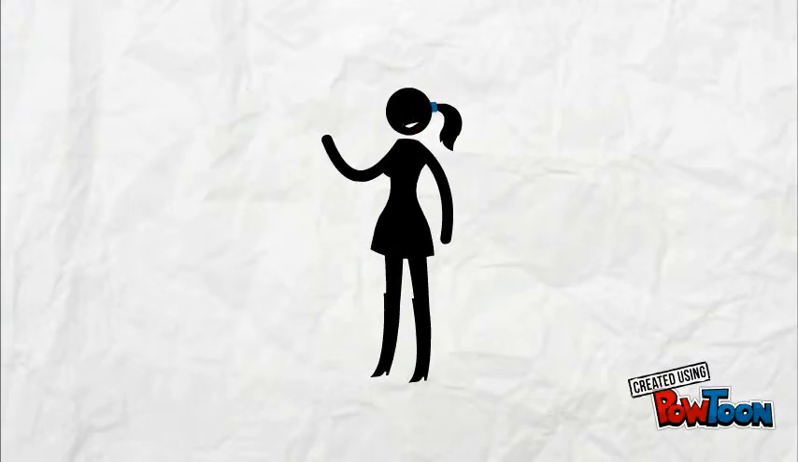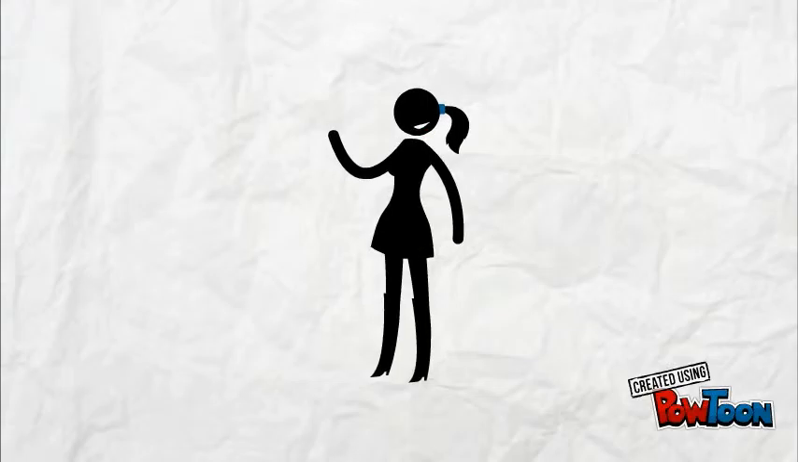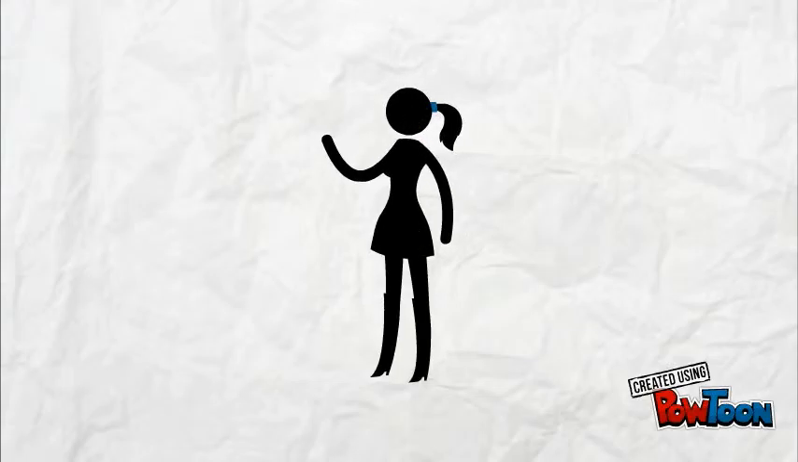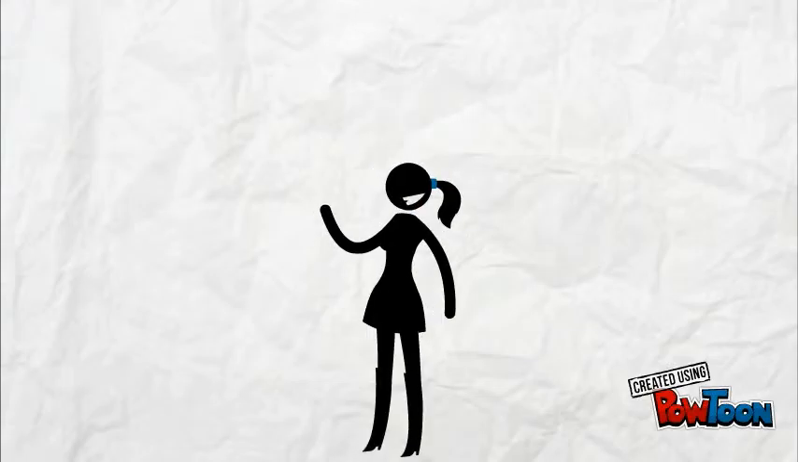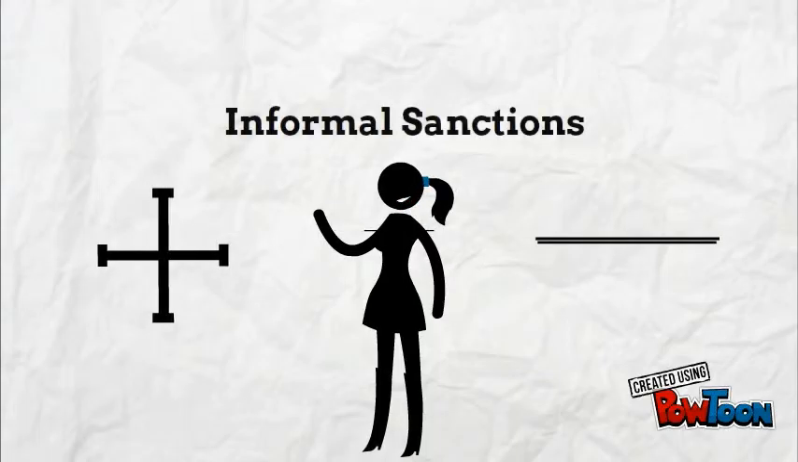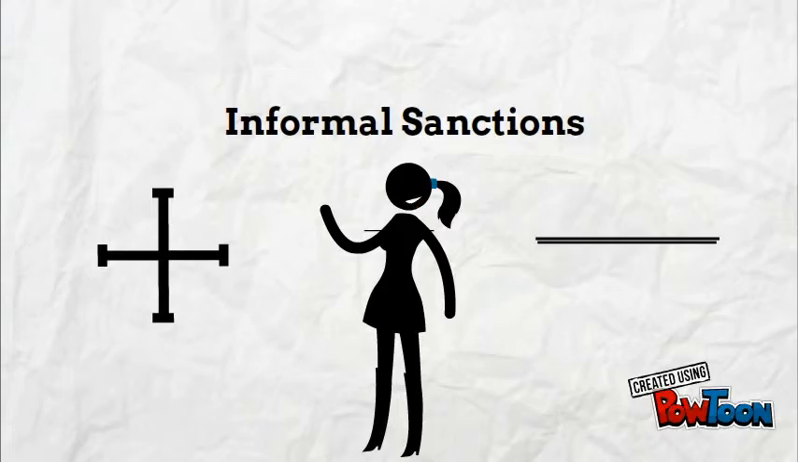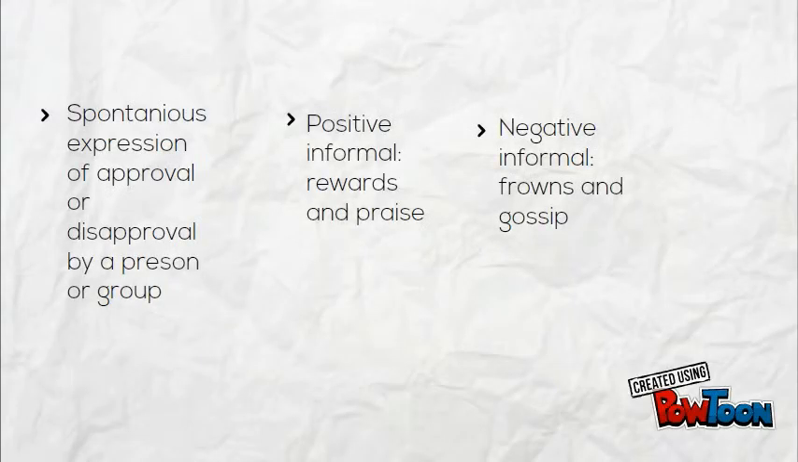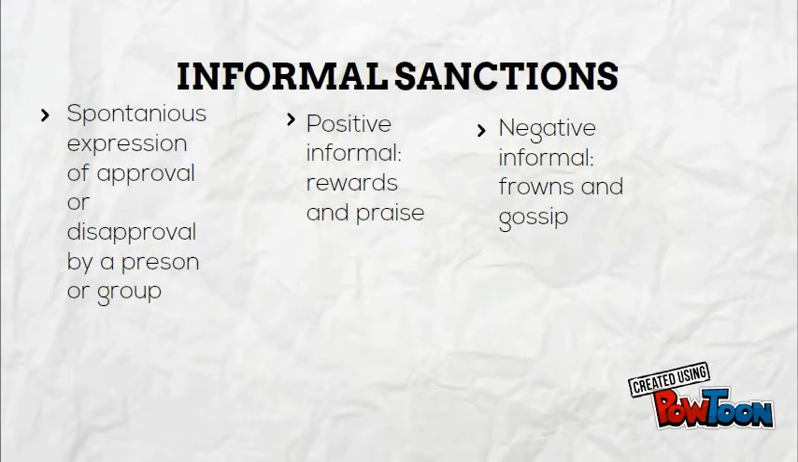Whether it's a folkway or a more, there are only four types of consequences that may occur. These are the four types of sanctions. Our first two types of sanctions are positive and negative informal sanctions. An informal sanction is not enforced by any type of authority. It is a spontaneous expression of approval or disapproval by an individual or group.